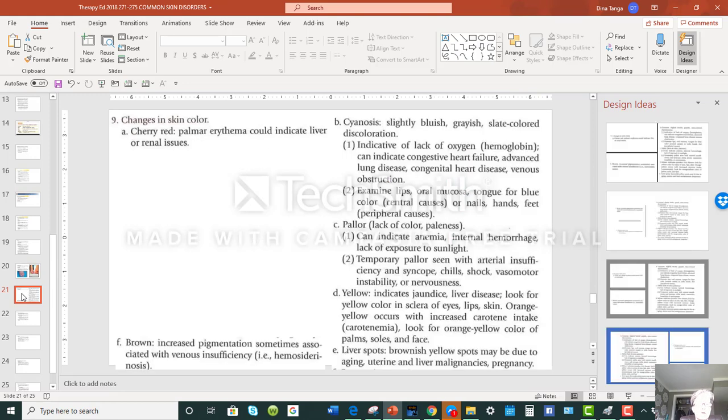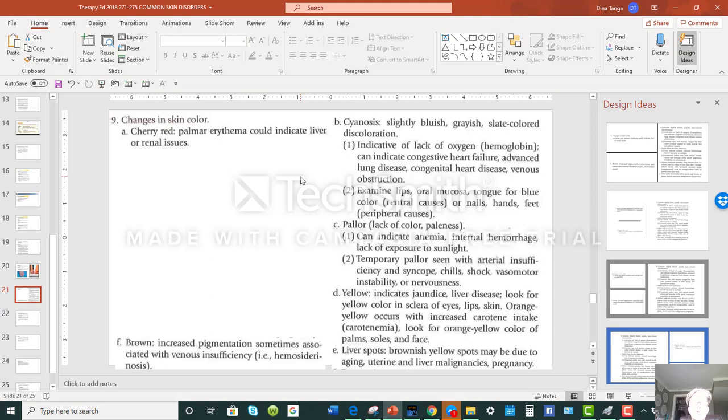Changes in skin color. Cherry red palmar erythema could indicate liver or renal issues. And that's good to know. Cyanosis: slightly bluish, grayish, slate-colored discoloration, indicative of lack of oxygenated hemoglobin, that indicates congestive heart failure, advanced lung disease, congenital heart disease, and venous obstruction.